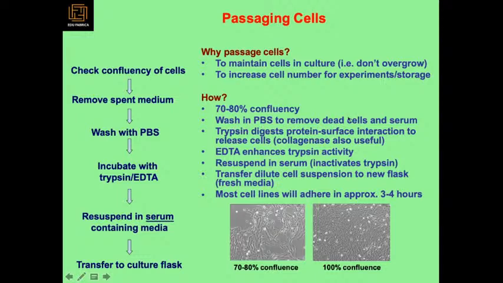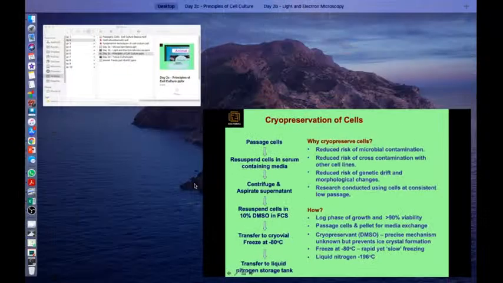Then we wash them with PBS to remove the dead cells and serum. Then we add trypsin to remove them from the cell surface, from the bottom of the flask. EDTA is also added to enhance the trypsin activity. Then we resuspend in the serum. Then we transfer the diluted cell suspension to a new flask, and most cell lines will adhere again in approximately 3 to 4 hours. So we check confluency, remove spent medium, wash with PBS, incubate with trypsin-EDTA, resuspend in serum-containing media, and transfer to the culture flask. That's how you do the passaging of cells.